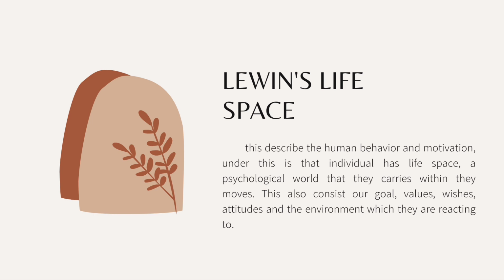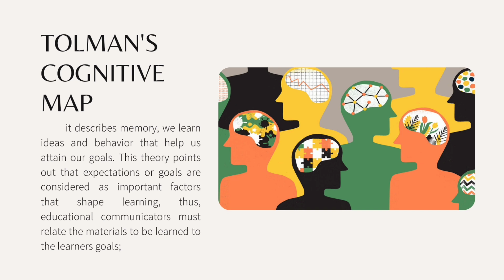So, ang tinutukoy dito na life space is the another space or our psychological world that consists of our goals, values, wishes, and attitudes, maliban pa dun sa personal space. Next is the Tolman Cognitive Map. It describes memory. We learn ideas and behavior that help us attain our goals. This theory points out that expectations or goals are considered as important factors that shape learning. Thus, educational communicators must relate the materials to be learned to the learner's goals.